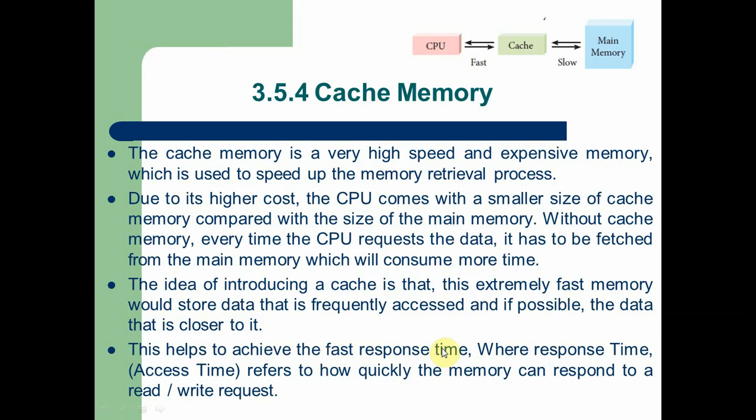So this helps to achieve a fast response time, where response time, or access time, refers to how quickly the memory can respond to a read or write operation request. Compared to main memory like RAM, cache memory responds at a very fast rate, but main memory responds at a slow rate. So this is called the cache memory concept, which was introduced to increase the speed of the CPU.